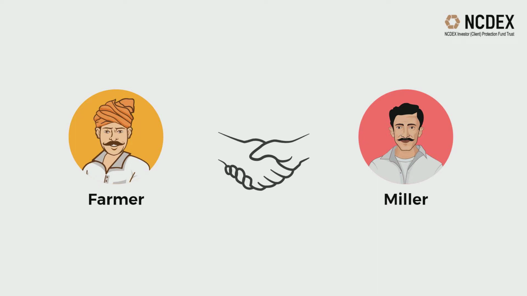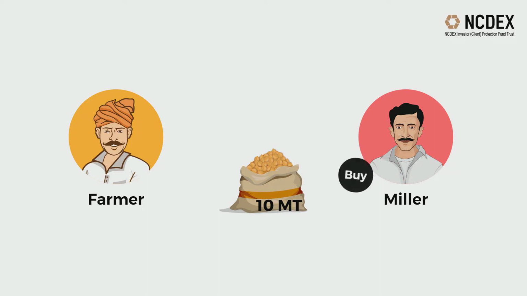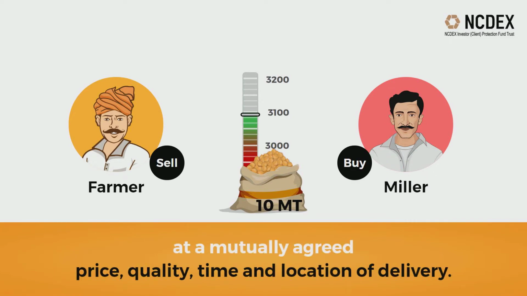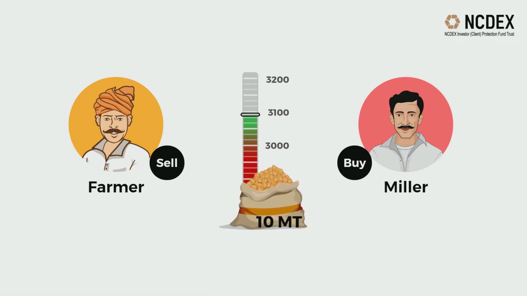Scenario 1, the farmer and the miller meet each other. The miller agrees to buy 10 metric tons of chana from the farmer, and the farmer agrees to sell 10 metric tons of chana to the miller, at a mutually agreed price, quality, time, and location of delivery. This is a forward contract between the farmer and the miller, tailor-made to suit their requirements. If prices go down, the miller may be tempted to not buy from the farmer, and if prices go up, the farmer may change his mind as he may get a better price by selling elsewhere. Such instances may lead to default from either party.